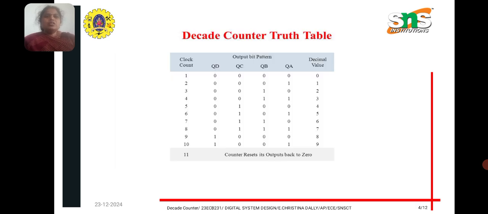So this is the truth table of the decade counter. We are applying the clock count as 1, 2, 3, 4, 5, 6, and likewise it goes on, and we are applying the pattern as QA, QB, QC, QD. Initially all four values QA, QB, QC, QD will be 0, and the decimal value is also 0. Again, triple zero and 1 will be 1, and again 0010 will be 2. Likewise it goes on from 0 to 9. Finally the counter resets its outputs back to 0.